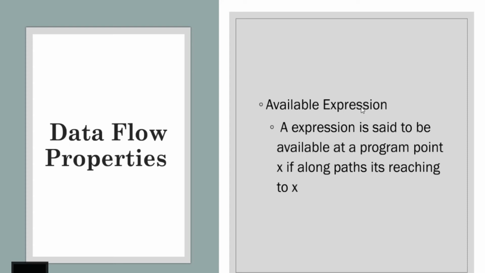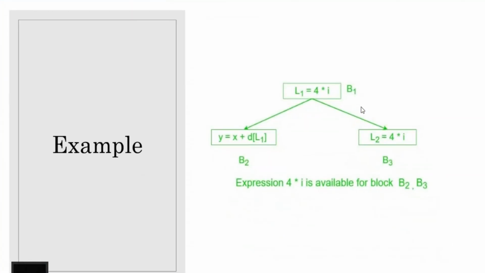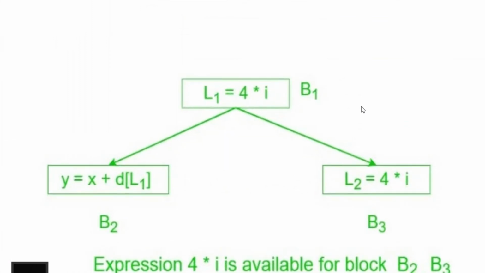The example we have taken is this one. Here, in the first block, L1 equal to 4 into I is evaluated in block B1. Then B2, y equal to x plus d of L1. We are using L1, and L2 equal to 4 into I. So this expression 4 into I is available where? It is available in block B2 as well as in block B3. So that is called an available expression. None of the operands should be modified before they are used.